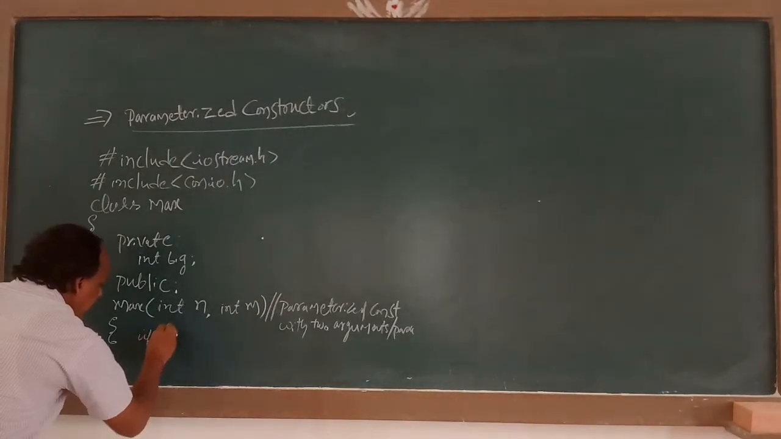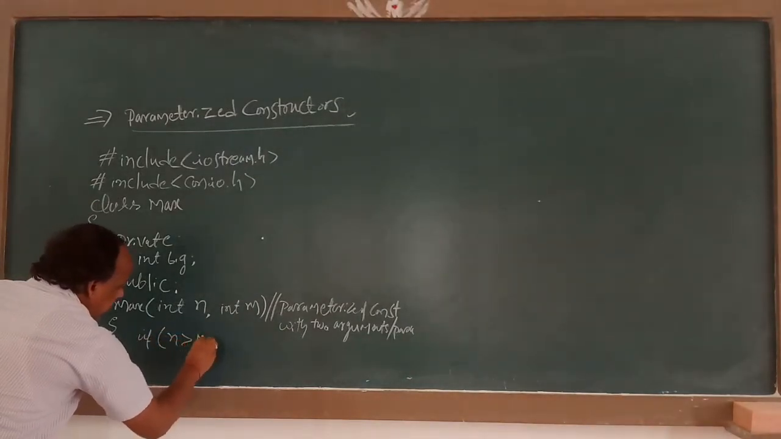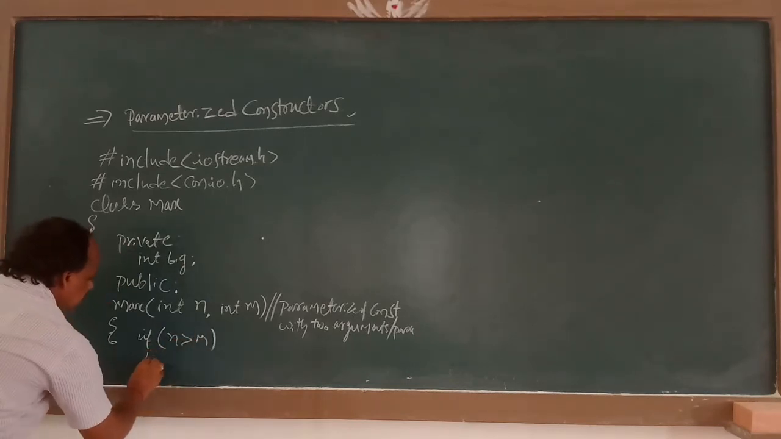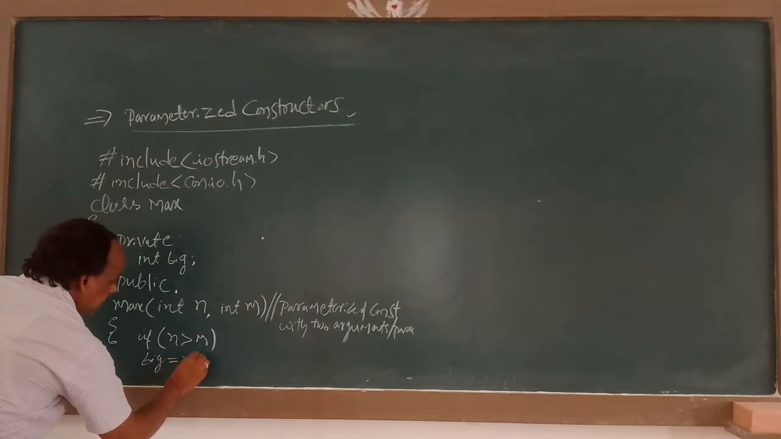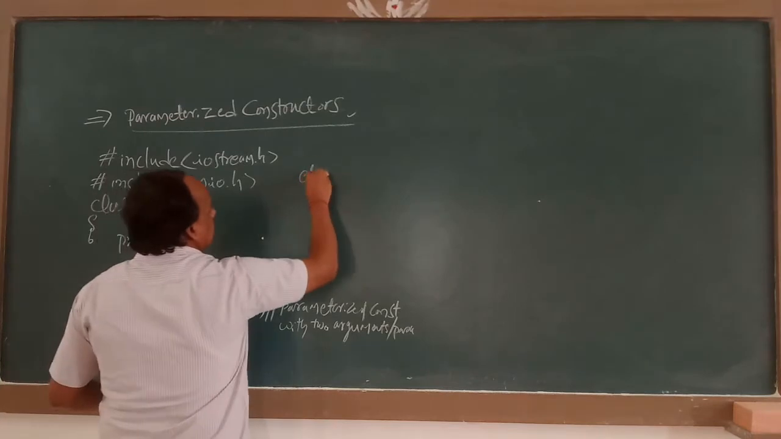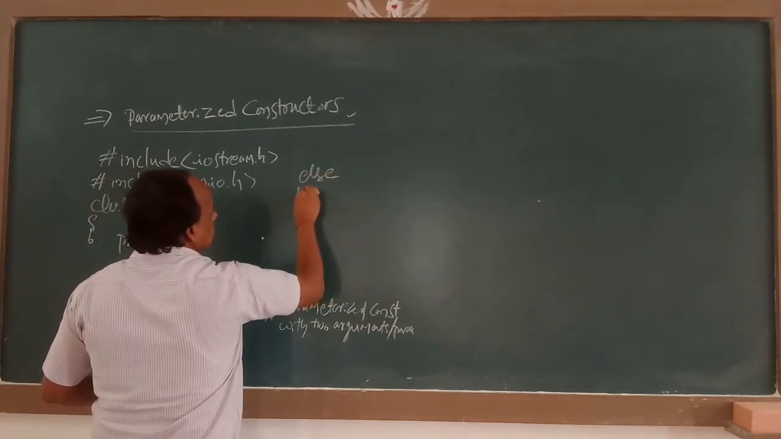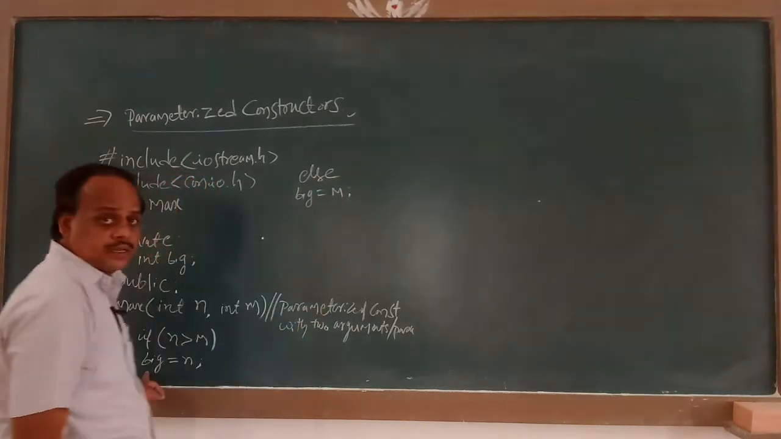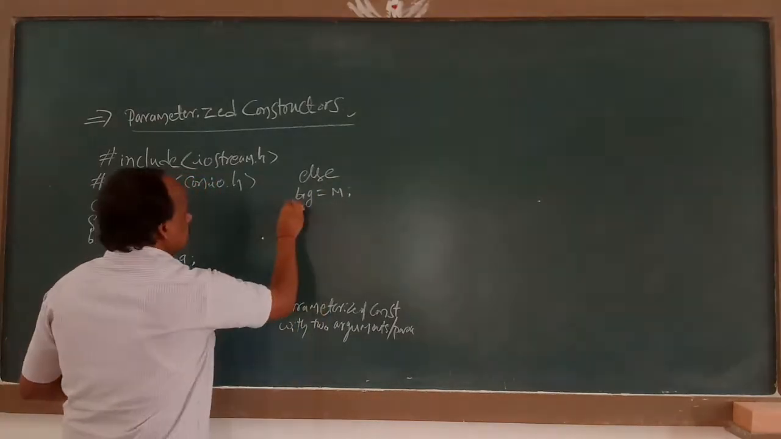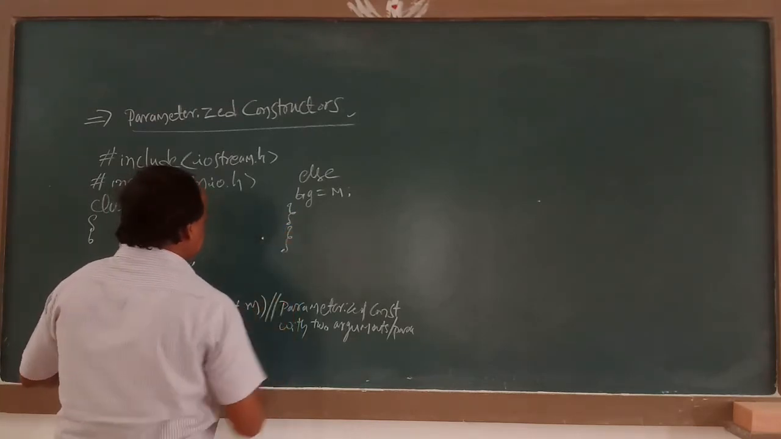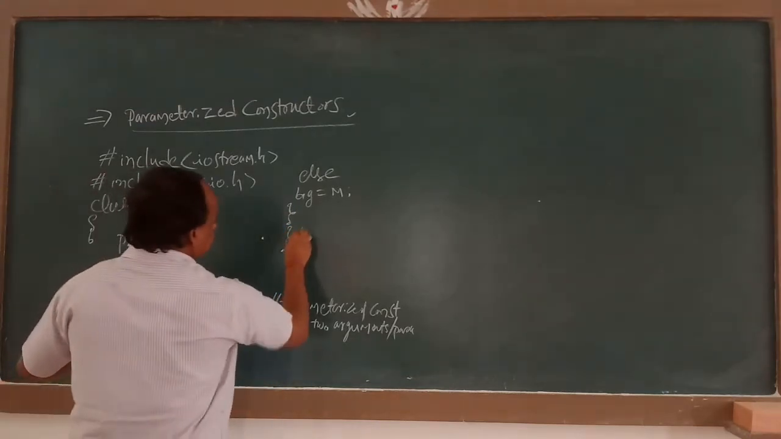So if n is greater than m, then big is equal to n, right? Else, assign big is equal to m, right? Close this if statement, close this else statement, and close this constructor.